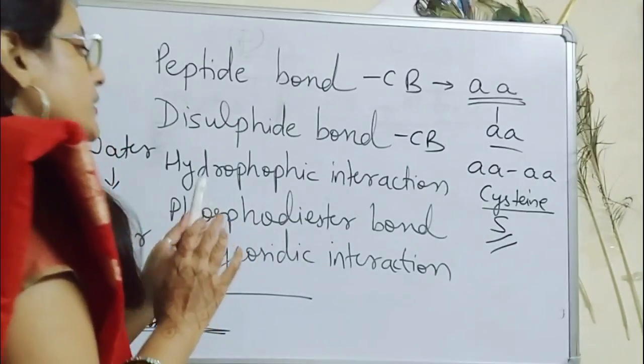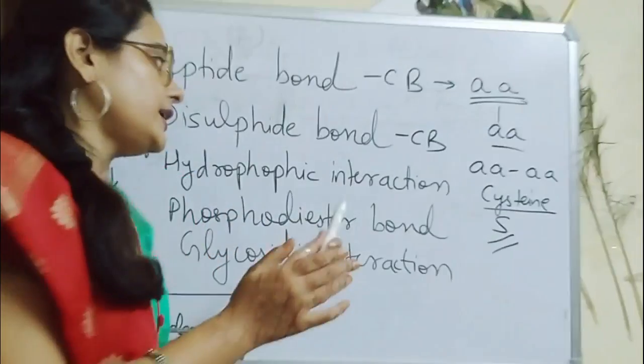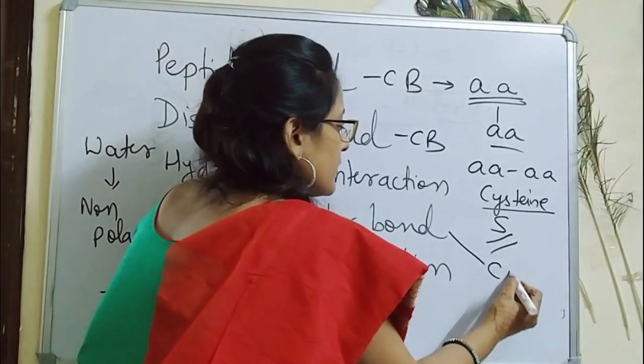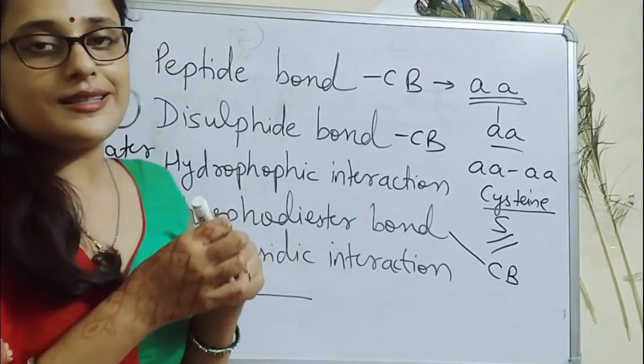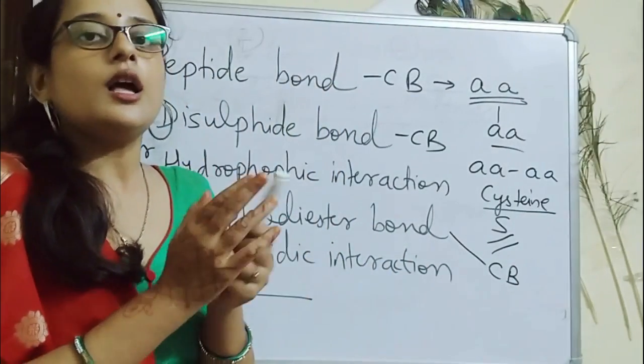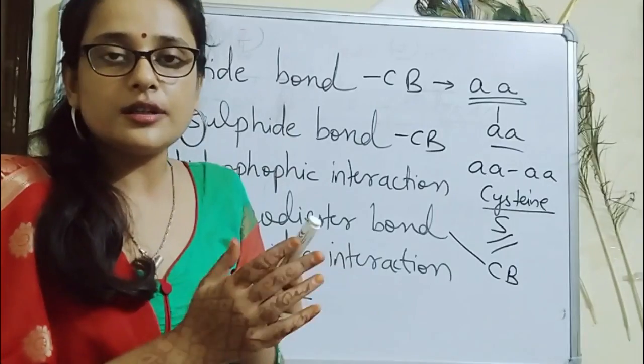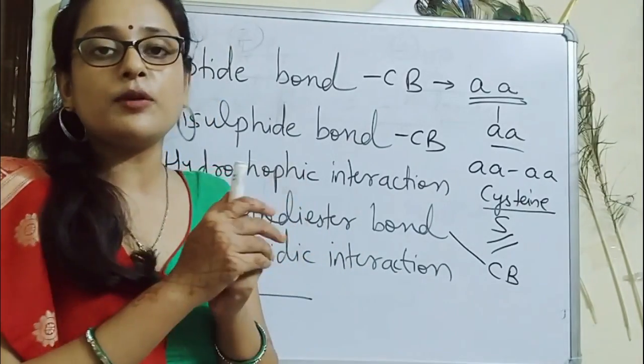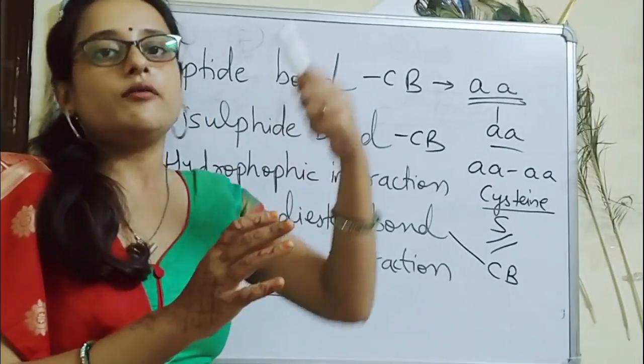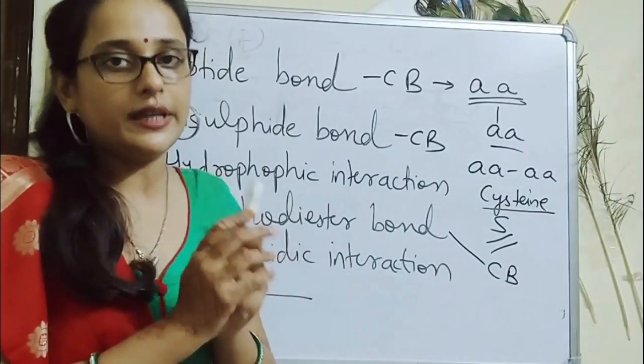The next type of bond is a phosphodiester bond. It is also a type of covalent bond. This phosphodiester bond is seen in case of DNA molecule. What is it and how is it formed? How it is a type of covalent bond will be discussed when we will discuss the structure of DNA.